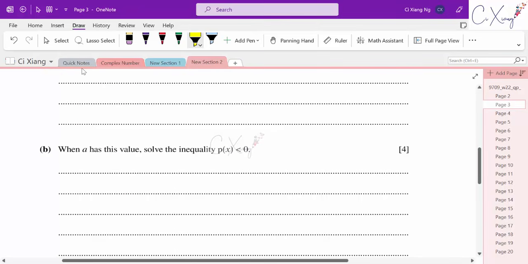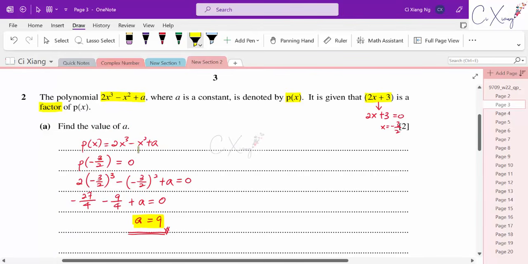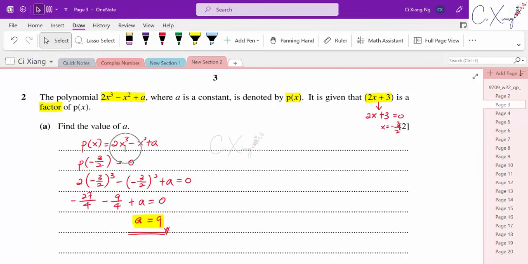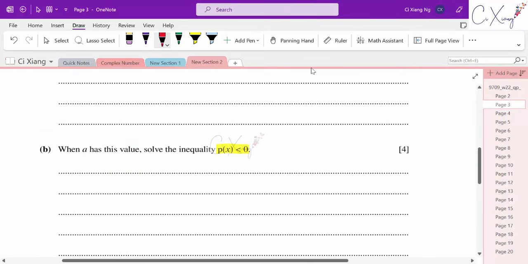When a has this value, they want us to solve the inequality for p(x) smaller than 0. Before we can solve any inequality, it will be better if we can factorize the polynomial into smaller brackets. Then it will be easier for us to do the calculation later. For this original polynomial with x power 3, I will apply long division so that I can further factorize it into a smaller bracket.